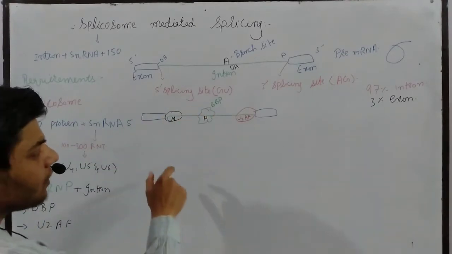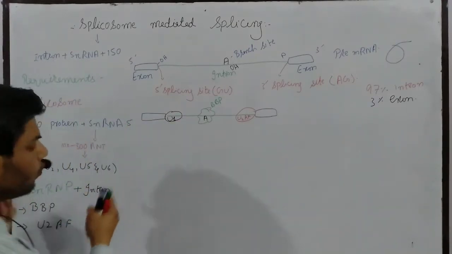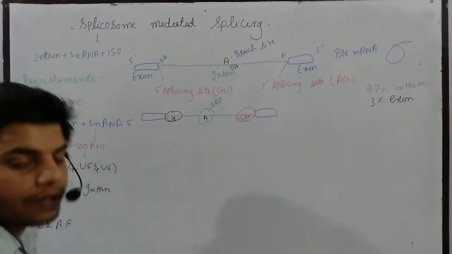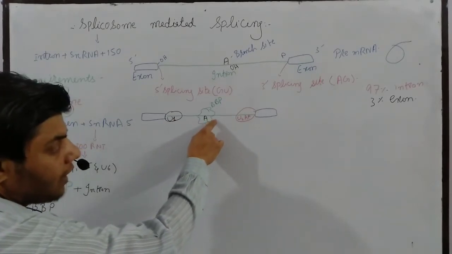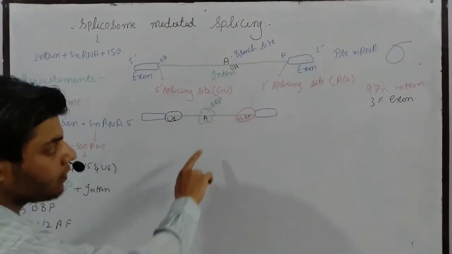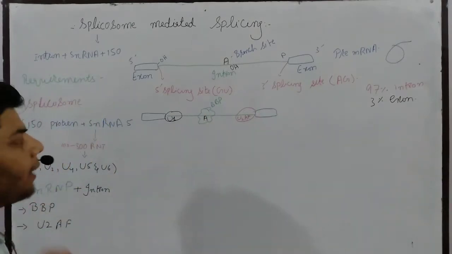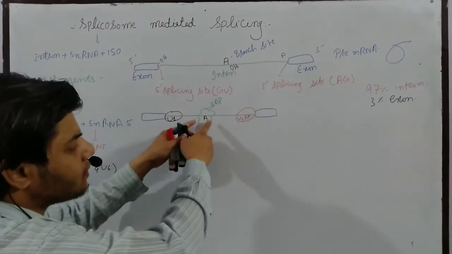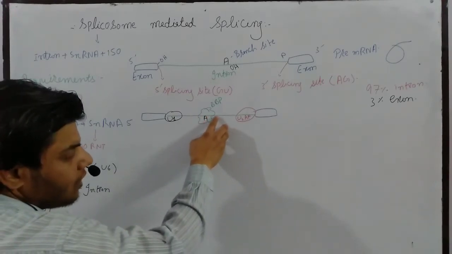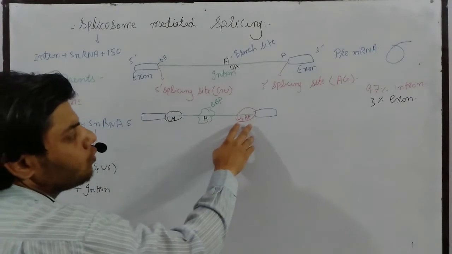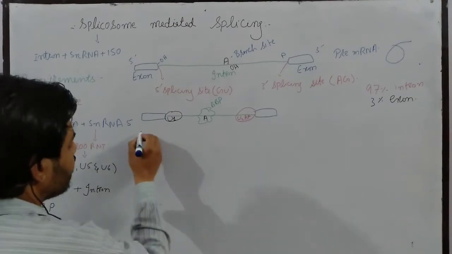The second step is that after this recruitment, some other U proteins get activated and bind here. Then U2 will get activated and bind to this branch site, so it will replace the BBP. Once it replaces the BBP, the BBP is released and this place is occupied by U2. Once this place is occupied by U2, it makes a bulge-like structure, and after this bulge-like structure, U2AF is also released. So what kind of structure will we get? We will get it like that.